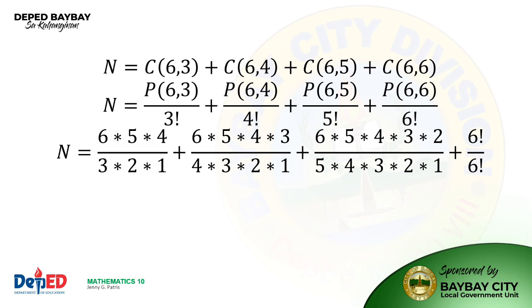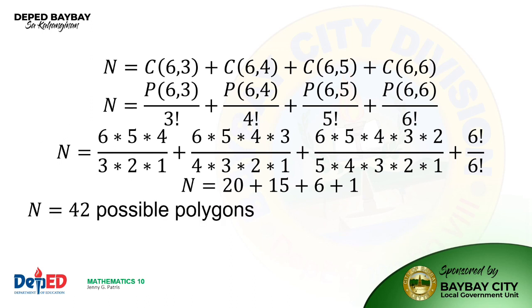To simplify further, we have N equals 20 plus 15 plus 6 plus 1. Therefore, there are 42 possible polygons formed.